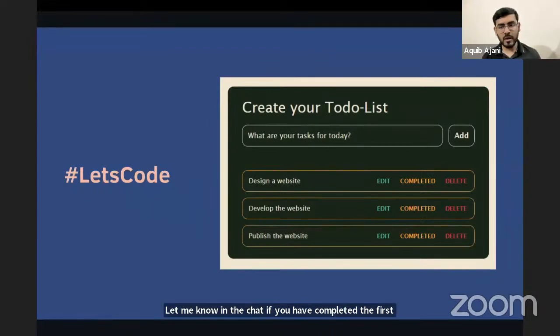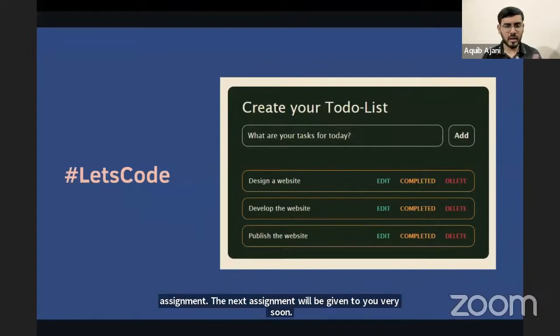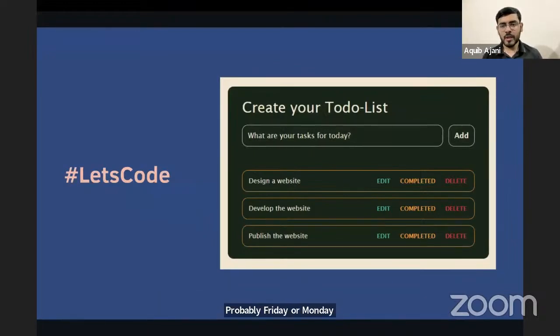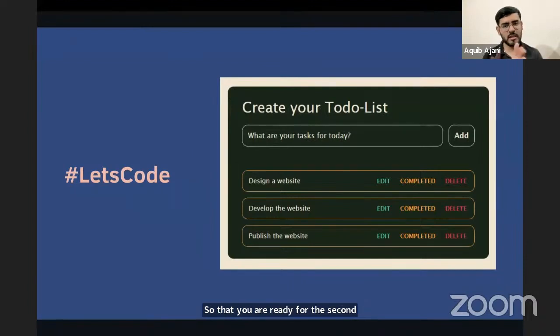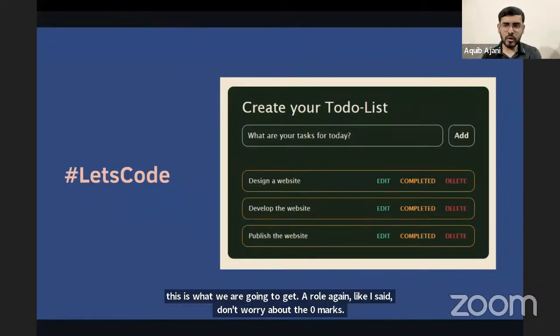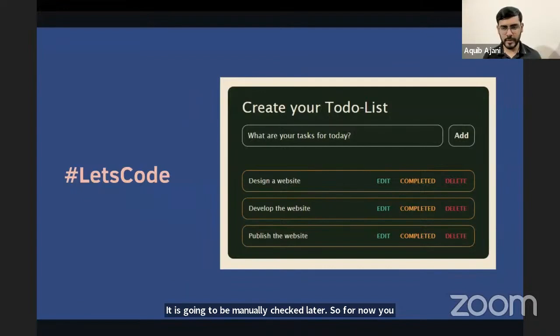The next assignment will be given to you very soon, probably Friday or Monday. We'll be sharing that with you. I hope you have already submitted your first assignment so that you're ready for the second one. The second assignment will be based on HTML, CSS, and JavaScript, specifically the document object model. And this is what we are going to get. Rahul, like I said, don't worry about the 0 marks. It is going to be manually checked later. So for now, you just have to upload the files and submit.